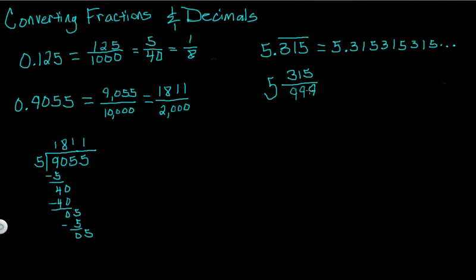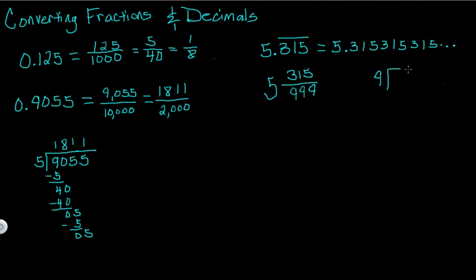Then from here, all we have to do is, again, simplify. So we can divide, let's see, what can we divide by? Okay, we can use our divisibility rules to determine that 315 is divisible by 9. So if you remember, the rule for 9 is if the sum of the digits is divisible by 9, then the number is divisible by 9. So if you do 3 plus 1 is 4, 4 plus 5 is 9. So 9 is divisible by 9, so 315 is divisible by 9. So let's divide it out and see what we get.